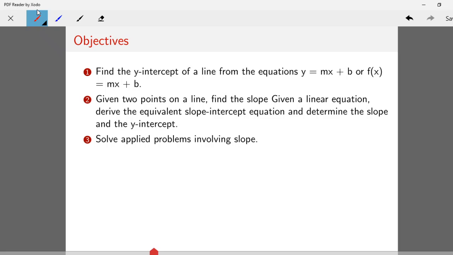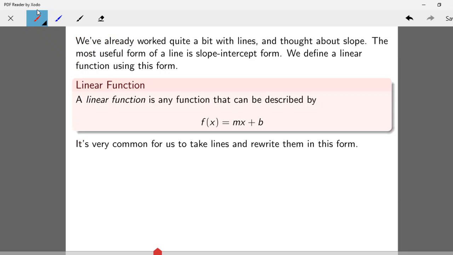The objectives are to find the y-intercept of a line from the equation y equals mx plus b in that form. If we're given 2 points on a line, we should be able to find the slope. And given a linear equation, derive the equivalent slope-intercept equation and determine the slope and y-intercept. And then solve some applied problems involving slope.